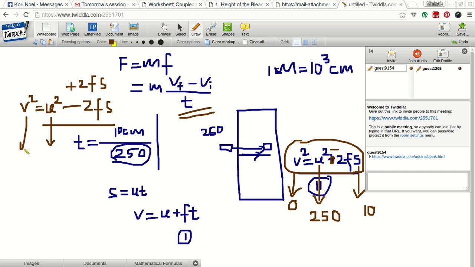s is 10, but 10 is in centimeter. It's not in meter, so you have to convert it to meter to put it in the formula, and we can find the acceleration. Correct? Yes. Now, once we have the acceleration, we have mass as well given in the question. We can easily find the force. Is that all right for you?